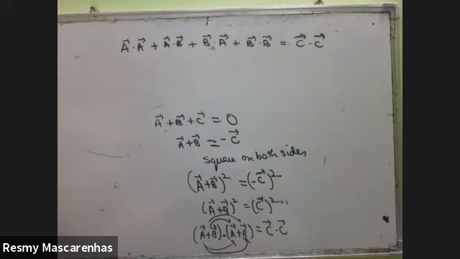The only step which you have to remember is you have to square it. Rest all will be simplification. So this is all about the dot product.